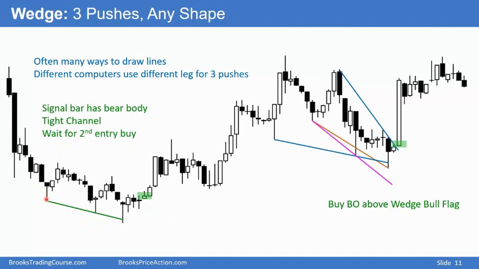Three pushes down, 1, 2, 3. Not a very good looking buy signal bar, plus it's following 2 bear bars. Usually higher probability to wait for a second entry, which we got above this bar.